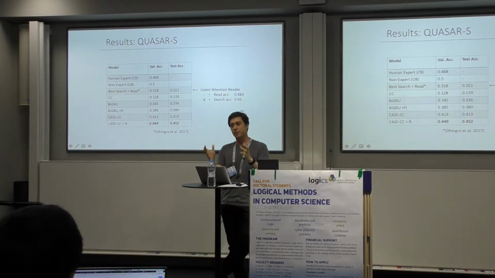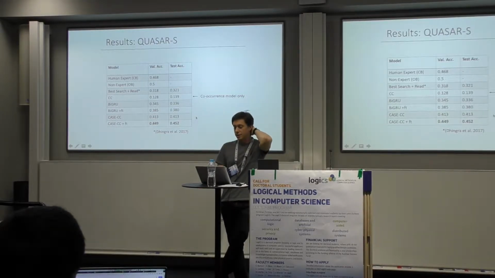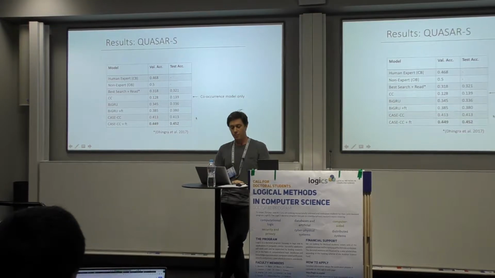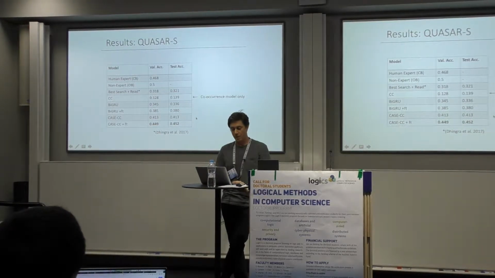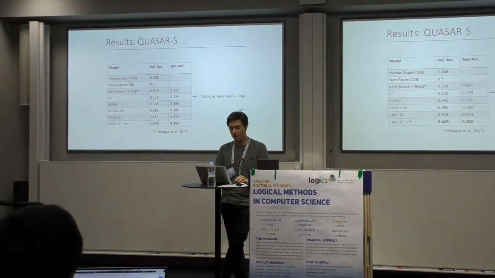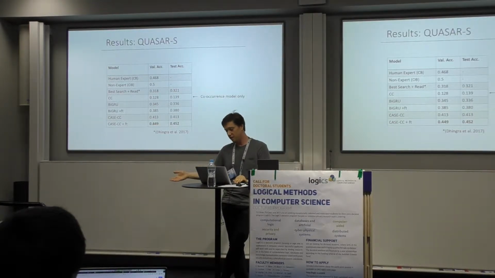And the gated attention reader is a reading comprehension model that is close to state of the art, I think, these days. So now if we look at just using the co-occurrence model, we can see it does surprisingly well, like 14% accuracy. Just saying, what's the answer to this question, given that this is the entity being defined.